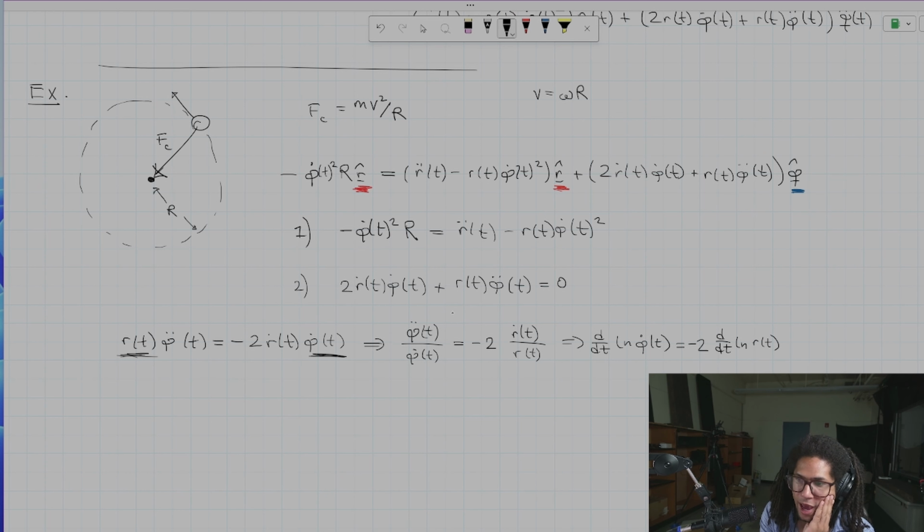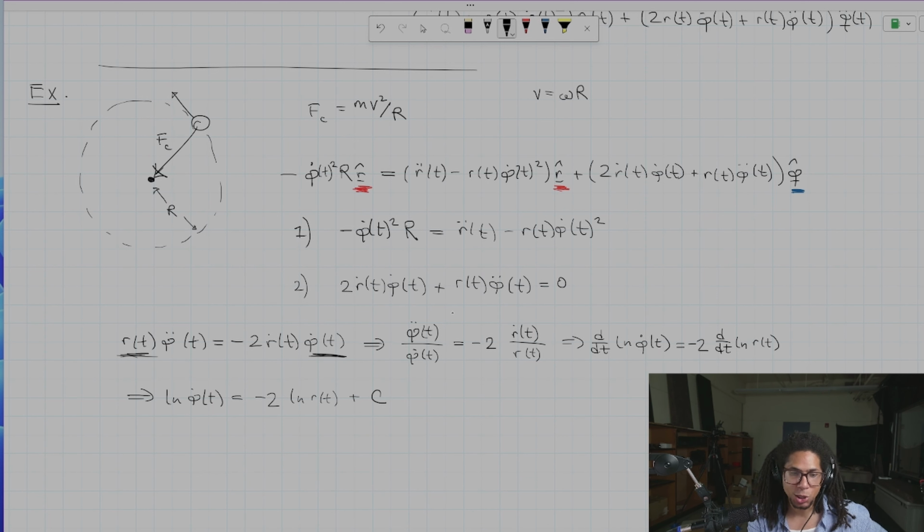Okay, well now I can simply go ahead and integrate both sides with respect to time. Then I use the fundamental theorem of calculus to tell me that because these two things have the same derivative everywhere, they're the same up to a constant. So this implies that the log of phi dot of t is equal to minus 2 times the log of r of t plus a constant c.